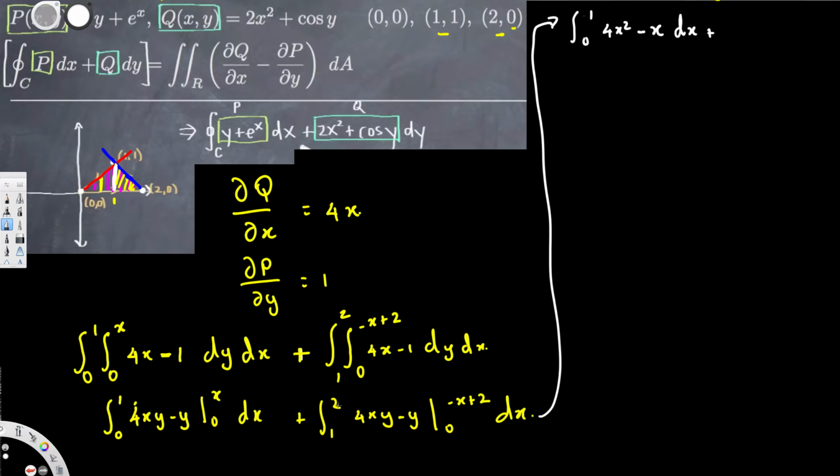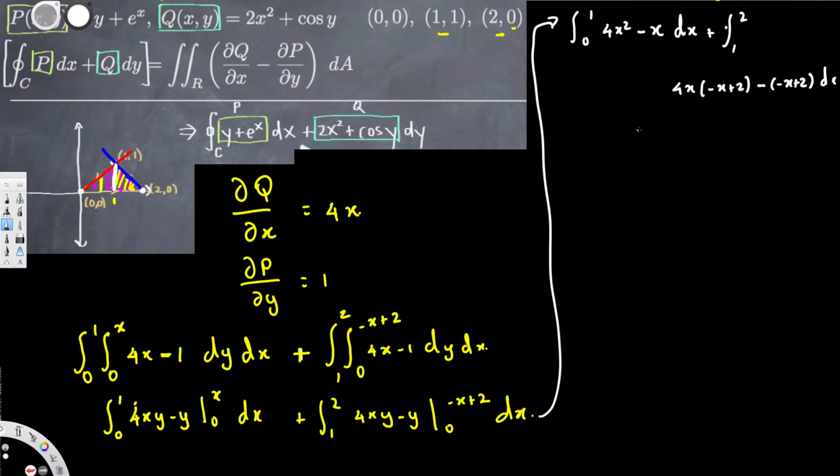Now let's go ahead and do this one. If we integrate this, we already integrated, we are going to plug this one. And if we plug this one, first is going to be just 1 to 2, 4x times negative x plus 2, and then we are going to have minus negative x plus 2, and if we plug 0, the whole thing is going to be 0, so we don't have to put that one, right?